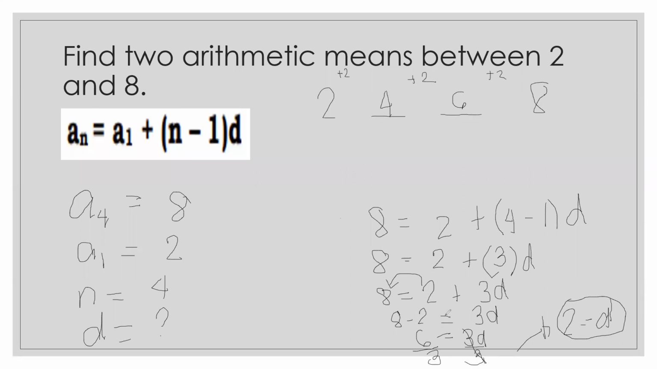Tandaan, once na ang number ay tumalon sa equal sign, magbabago siya ng sign. So from positive 2, naging negative 2 siya, equals 3D. So that's 8 minus 2 equals 6 equals 3D. Then I divide it 3 para matanggal yung katabi ng D. Okay, so divide by 3. Kung anong dinivide natin sa isang side, di-divide natin sa other side. So that's 6 divided by 3 is 2. So our common difference is 2. So by checking, tumama naman po tayo.